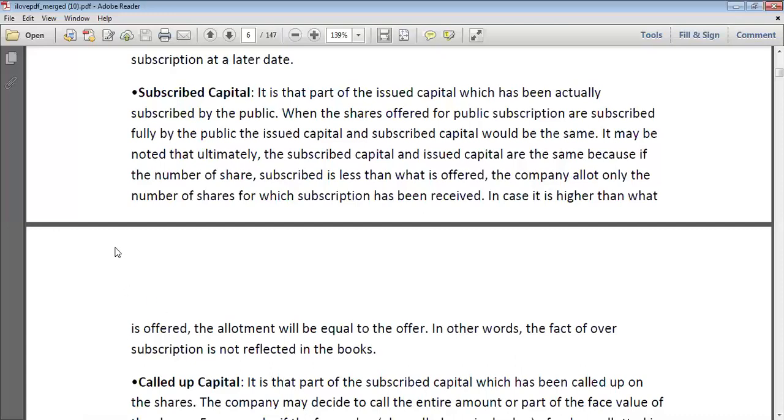See what happens if a company issued shares for rupees 5 lakhs, and applications are received for 6 lakhs. The public subscribes 6 lakhs capital. Then in that case, the company has to issue only shares of rupees 5 lakhs. It cannot allot 6 lakhs rupees of share capital to shareholders. So a company can allot only that portion which it issued to the public. The amount subscribed cannot be more than the issued capital.